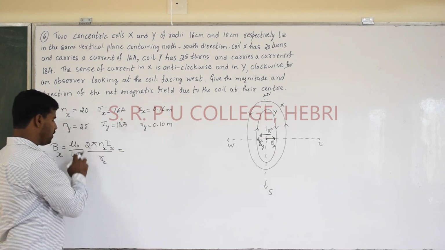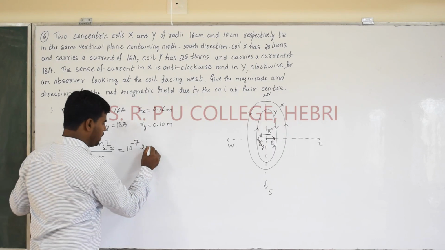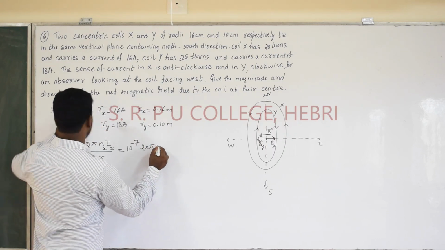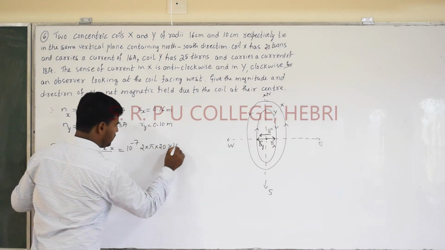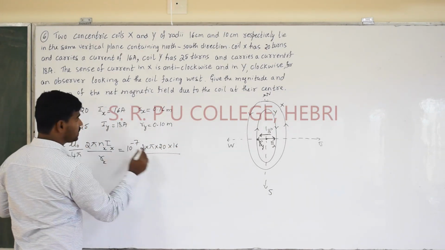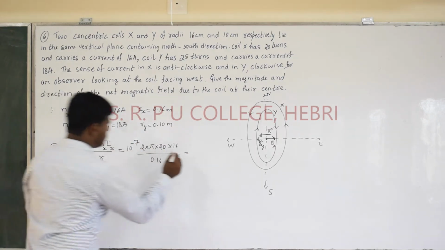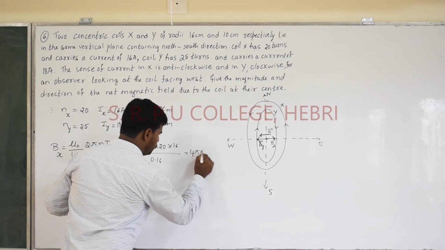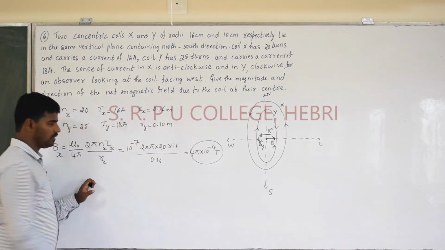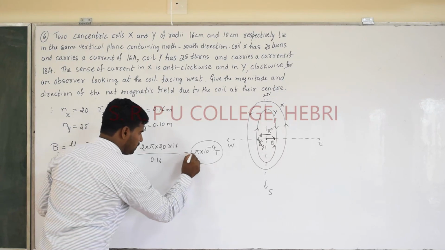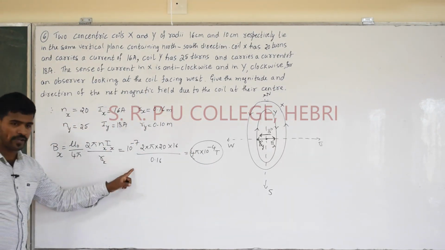What is the value of mu naught divided by 4 pi? That will be 10 raised to the power minus 7. 2 pi as usual. N_X, the number of turns, will be 20, and I_X will be 16, divided by R_X, which is 0.16. By simplifying this, the answer will be 4 pi into 10 raised to the power minus 4 Tesla.